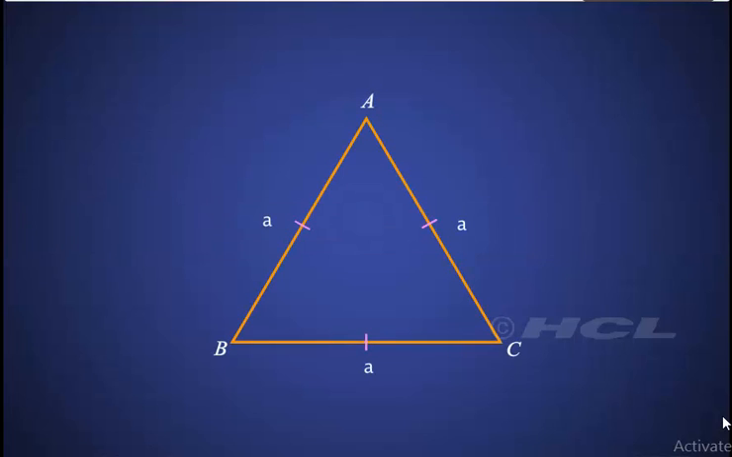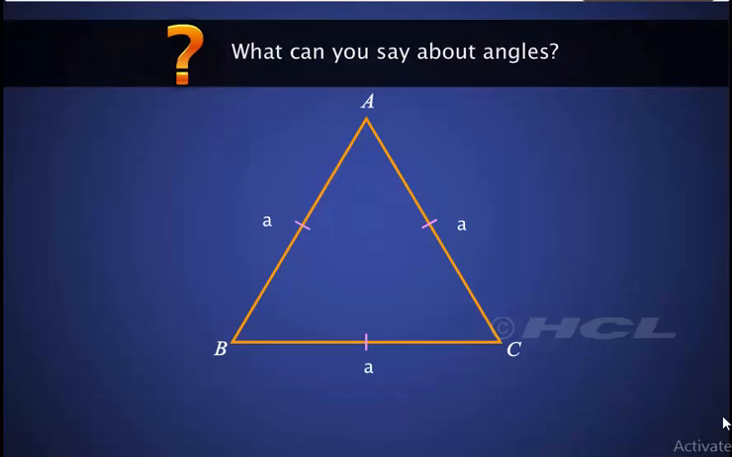Consider an equilateral triangle. What can you say about angles in an equilateral triangle? In an equilateral triangle, all three angles are congruent, and each is equal to 60 degrees, since the sum of the three angles in a triangle is 180 degrees.